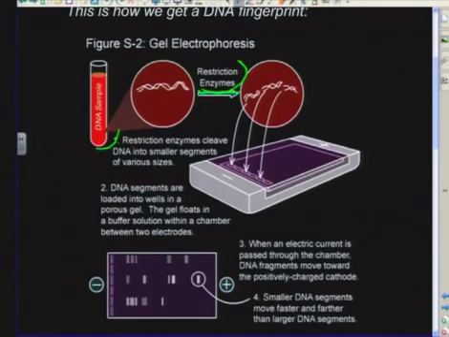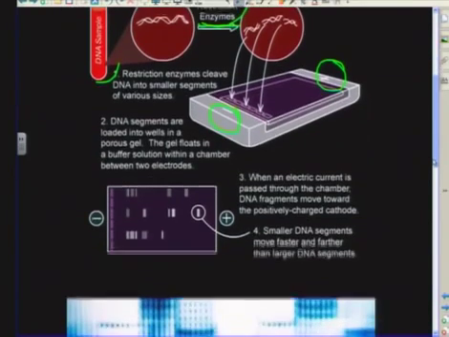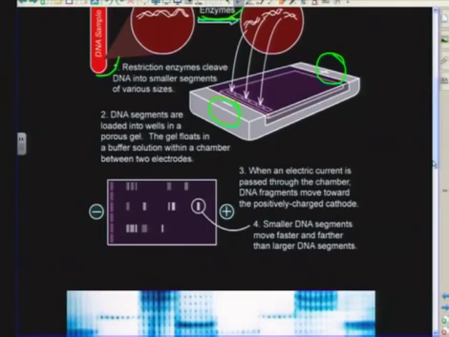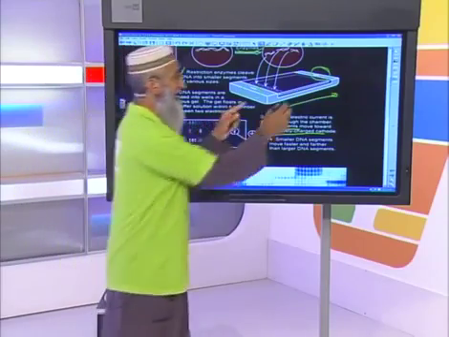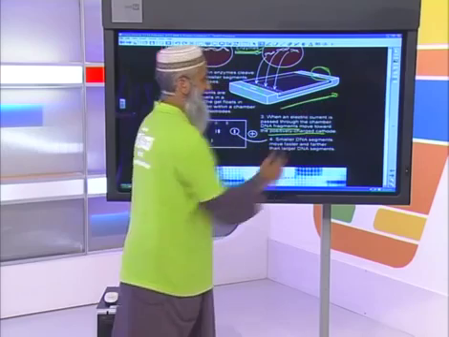And you'll notice there's a negative sign and a positive sign. That is the negative end of this unit, and that's the positive end of the unit. The DNA is loaded on the negative side. And we then pass current through this equipment, and the DNA fragments move towards the positively charged electrode. They move on towards the other side. Why? Because DNA is negatively charged. So unlike attracts, so they move in that direction.